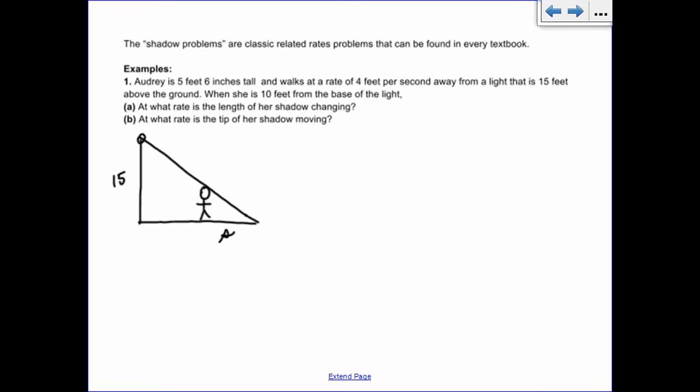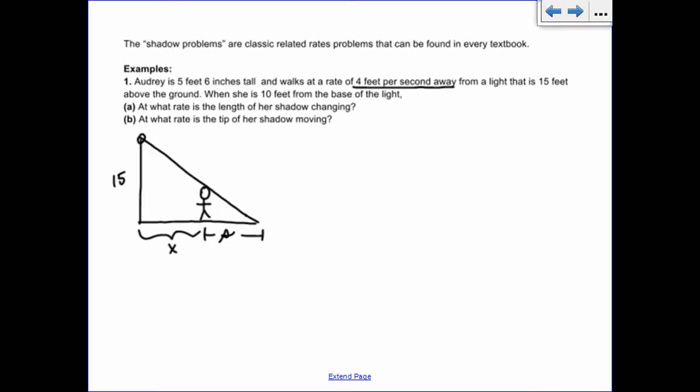So I'm going to make S for shadow. My students in the past have told me to do cursive S because my S's look like 5s most of the time. So we'll do cursive S. So it's saying she's walking at a rate of 4 feet per second away. That means this distance right here is changing. She is gaining 4 feet every single second. Okay, I'm going to call that X.